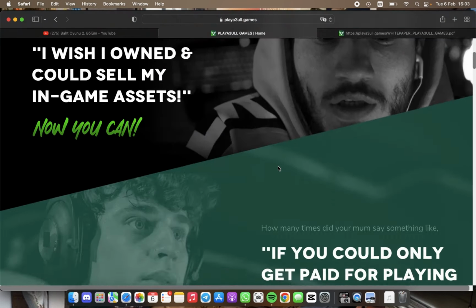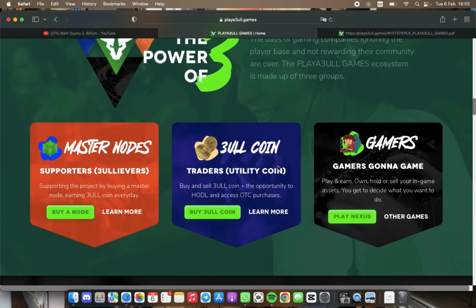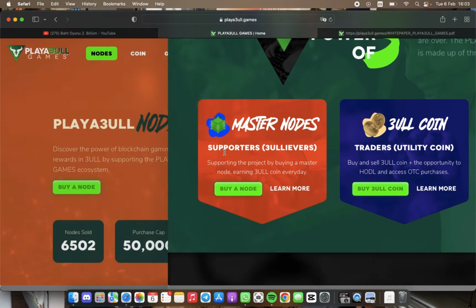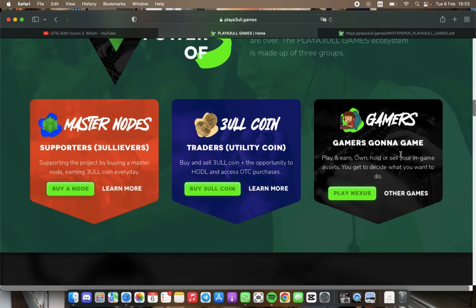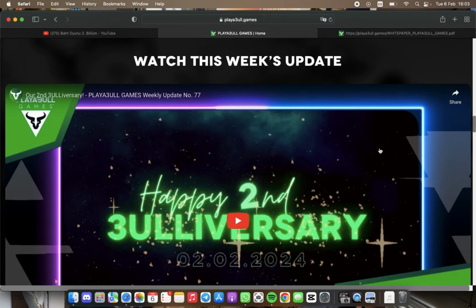So let's start now. This is the interface, and this is the power of three. The days of gaming companies ignoring the player base and not rewarding their community are over. The Play3ull Games ecosystem is made up of three groups. This is the first one, this is the second one, and this is the games, gameplay earn. So this is the third one.